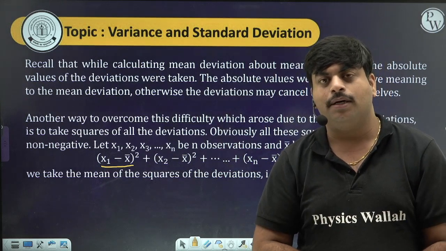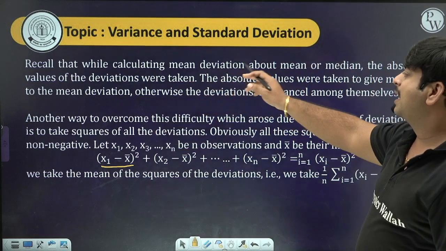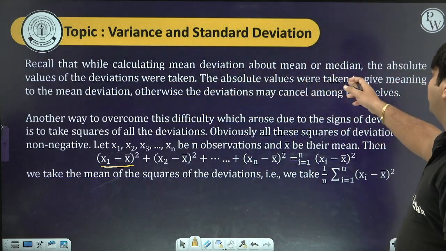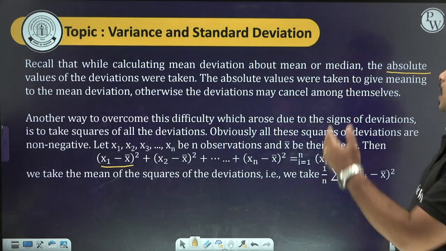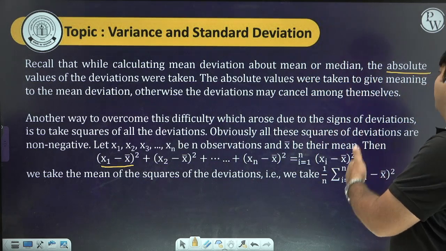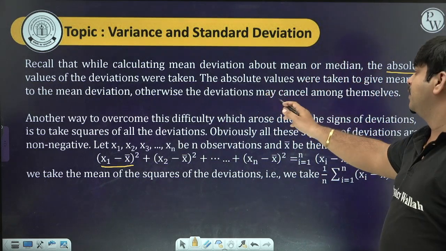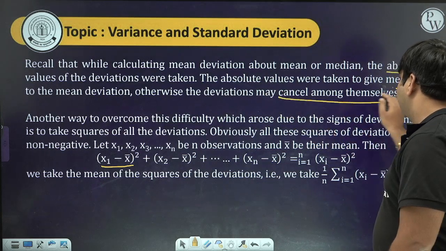Okay, so recall that while calculating the mean deviation about the mean or median, the absolute values of deviations were taken. The absolute values were taken to give meaning to mean deviation, otherwise deviations may cancel among themselves. That is what I'm saying.